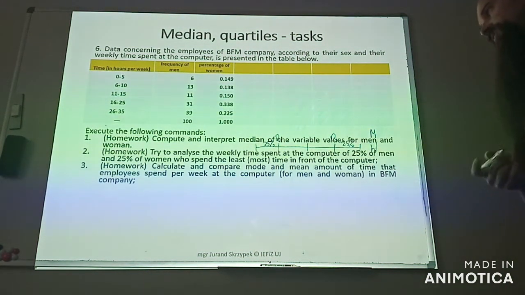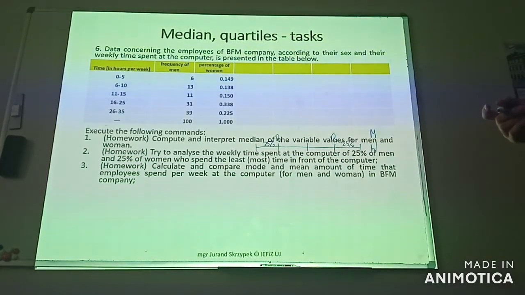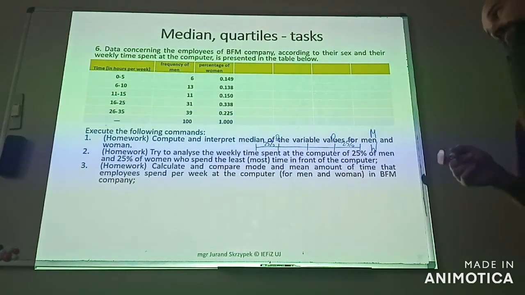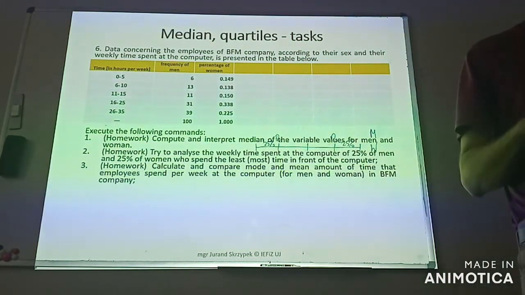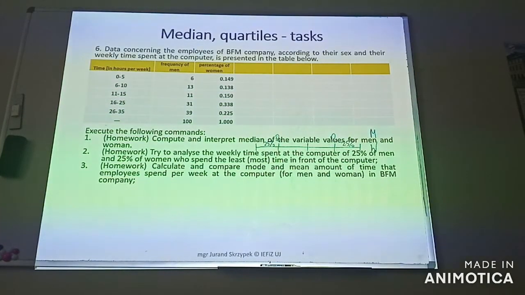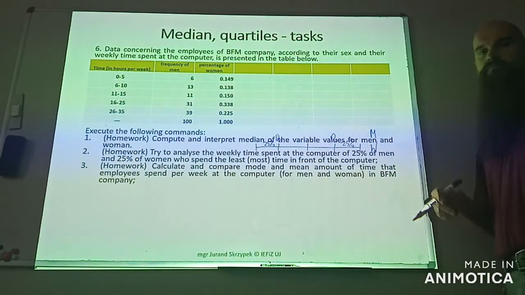And the last one, calculate and compare mode and mean amount of time that employees spend per week at the computer, of course for men and women in business and finance management company. Mode and arithmetic mean. It's very simple. I know that you will do it perfect.